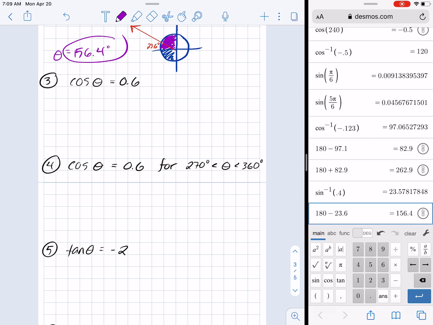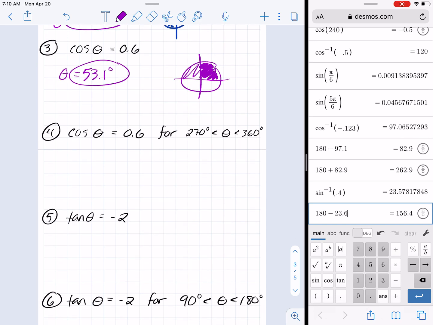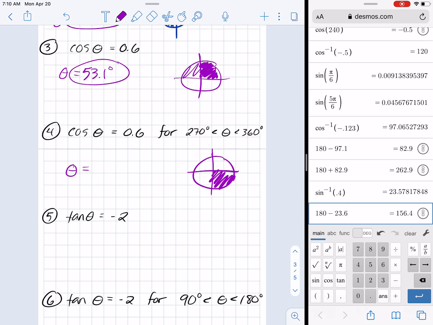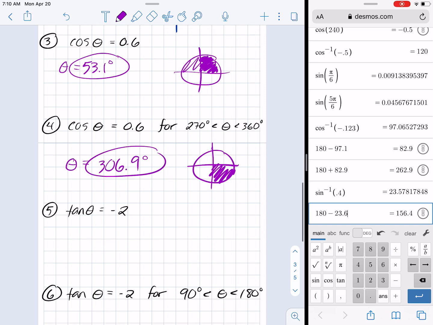Okay, so for number 3, we should have gotten theta is 53.1 degrees. Remember, cosine is restricted to the top 2 quadrants, and the quadrant where cosine is positive is quadrant 1. X is positive in quadrant 1. Number 4, using a reference angle of 53.1 degrees in quadrant 4 would have gotten you 306.9 degrees. Just doing 360 minus 53.1.